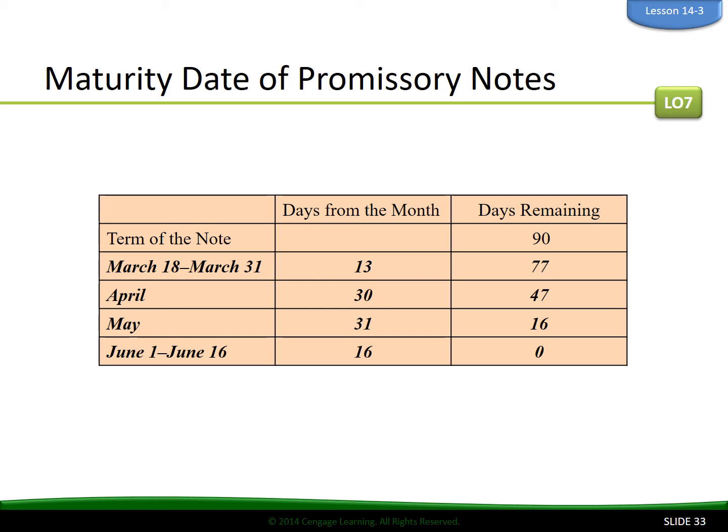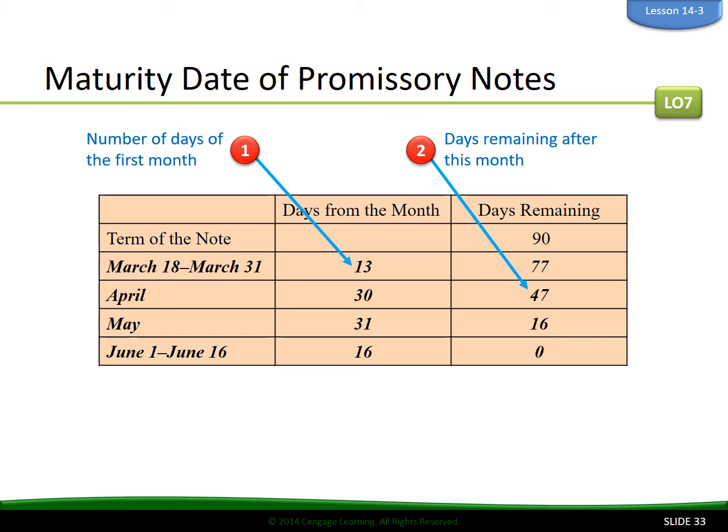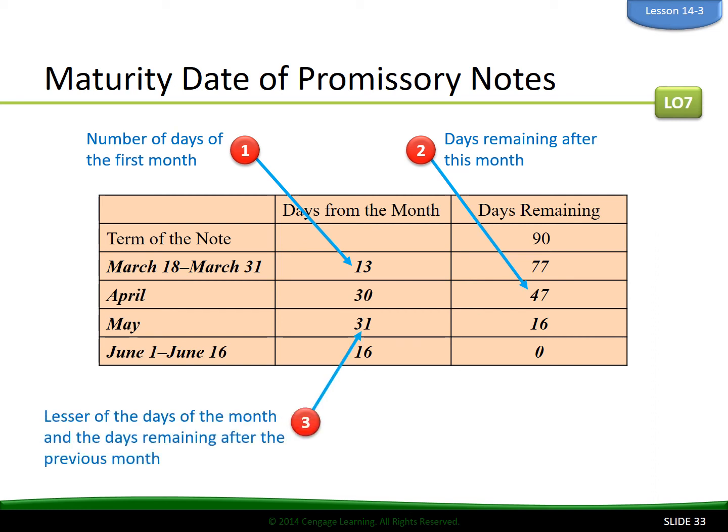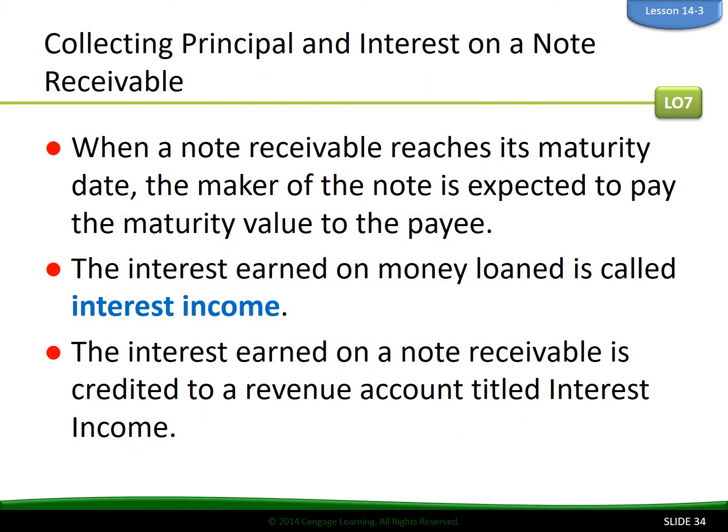Okay, maturity date of promissory notes. So this just gives you a timeline for all of them. Number of days of the first month, which would be 13, from March 18th through March 31st. Then days remaining after this month, which will be 47. Lesser of the days of the month and the days remaining after the previous month, and days remaining for the last. Okay, so just keep track of your days.